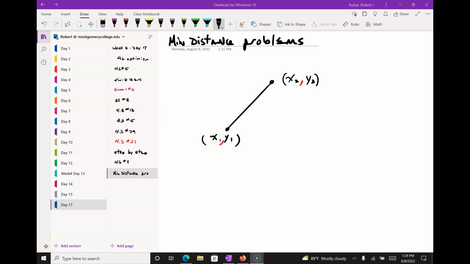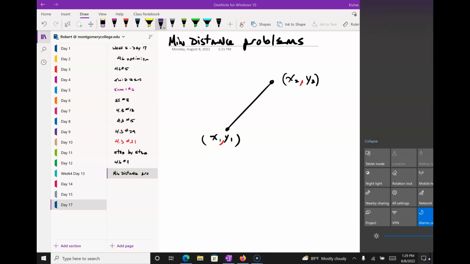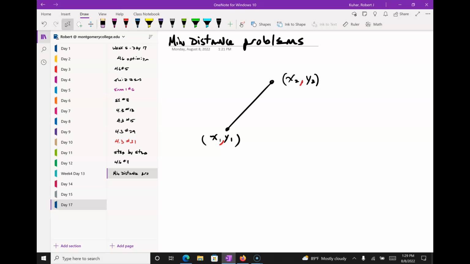We're going to be talking about the min-distance problems. These are the problems I like to put on the test. But I've got a segment here that we have to calculate the distance of. If you know, it's the Pythagorean theorem.